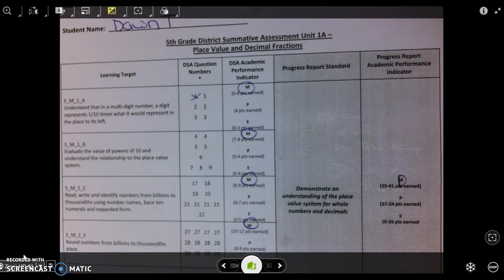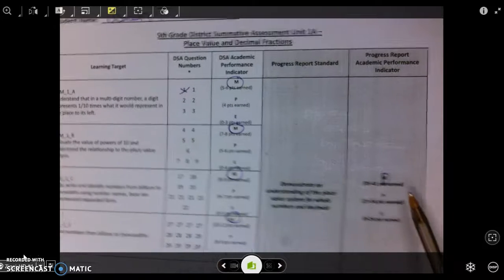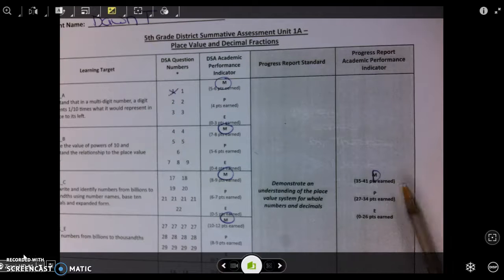The overall final grade, all of these things went into factoring the overall grade on the grade card. So this right here would be the grade that goes on the grade card.